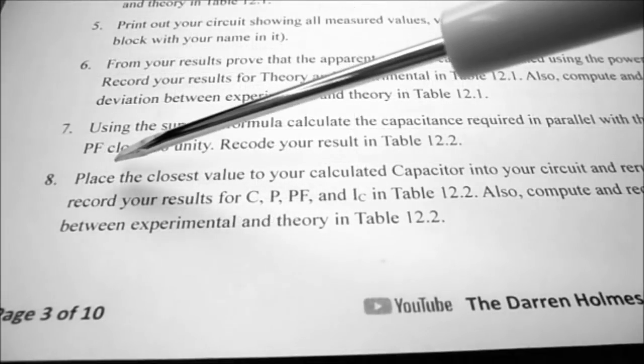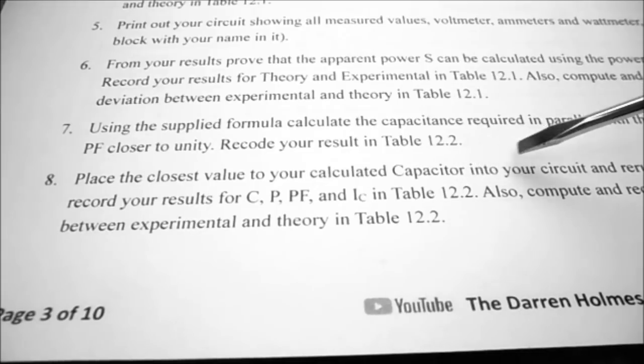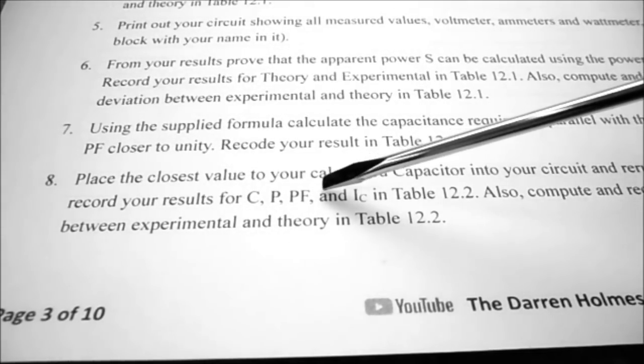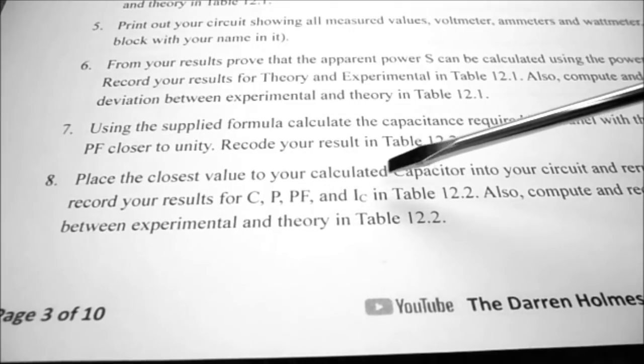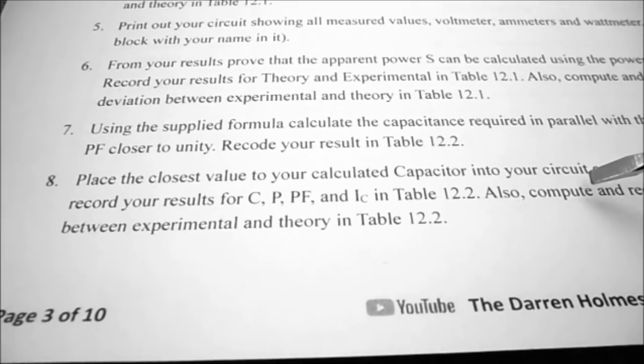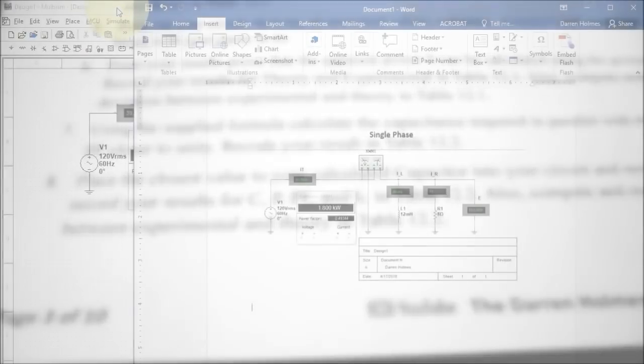Under procedure step 8, we're to place the closest value to your calculated capacitor into your circuit, rerun the simulation, and record the results for C, P, PF, and IC in Table 12.2. We also have to compute and record percent deviation in Table 12.2 as well.